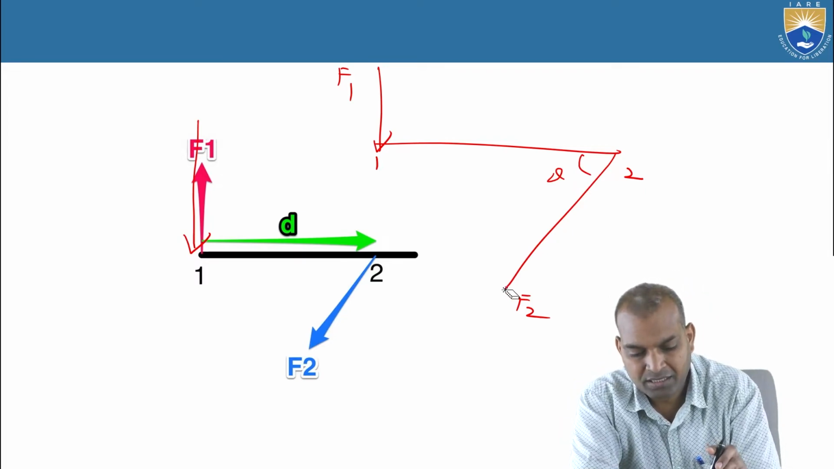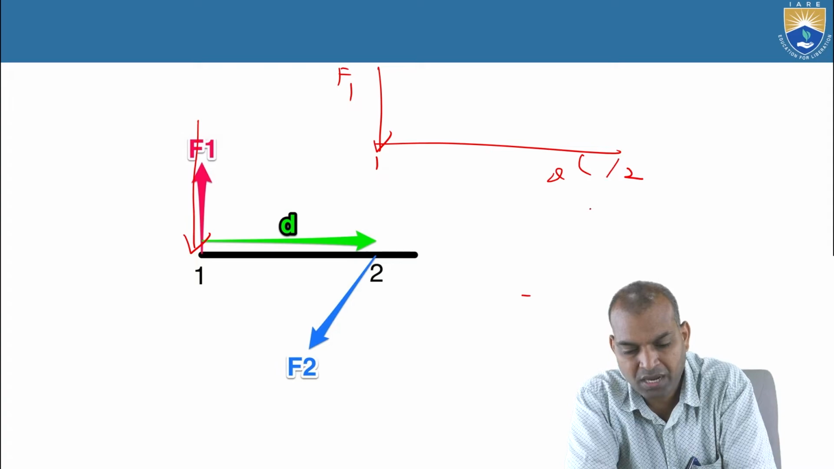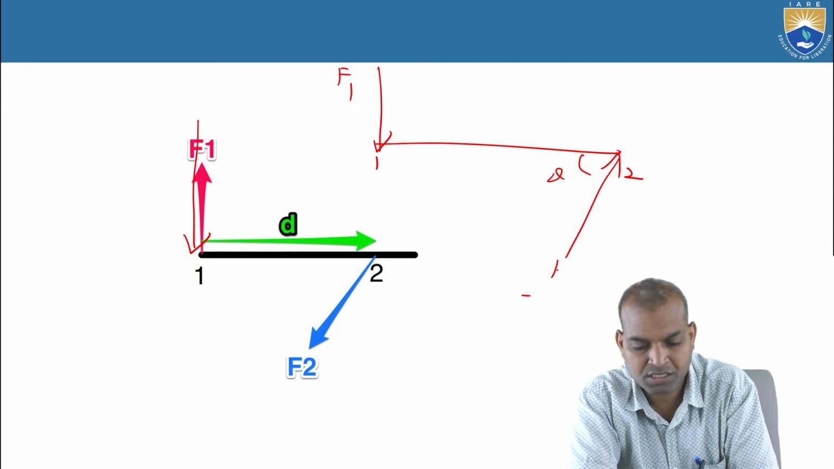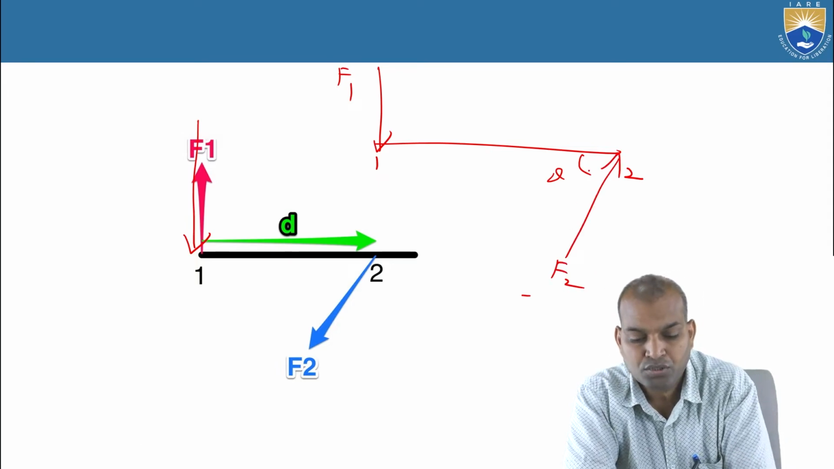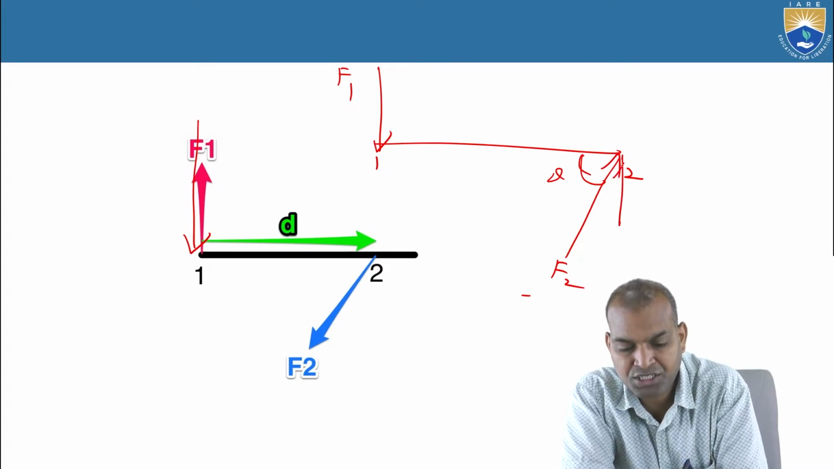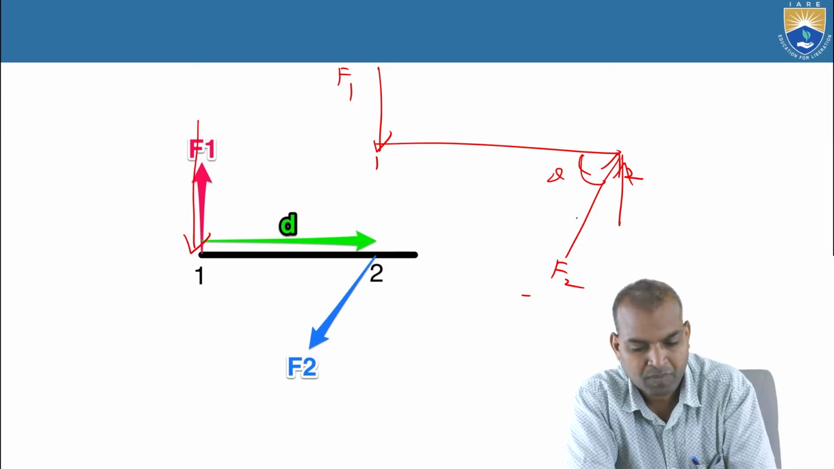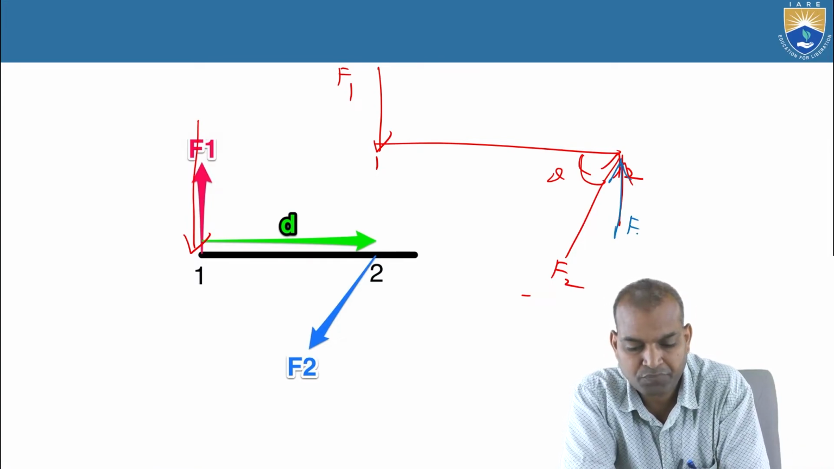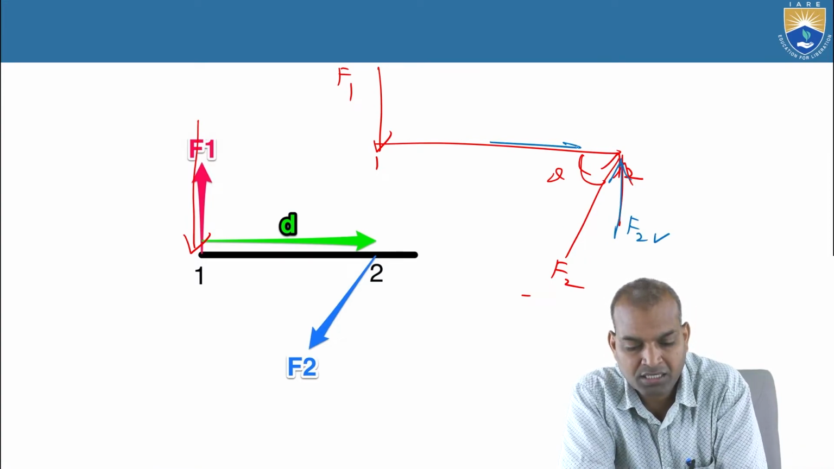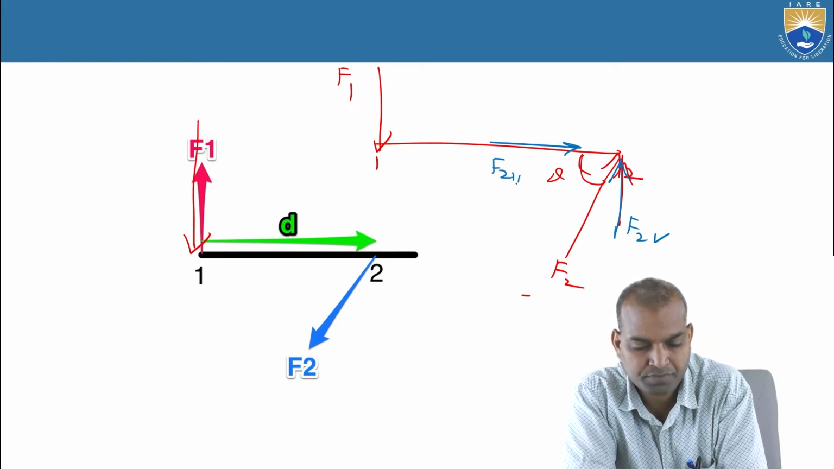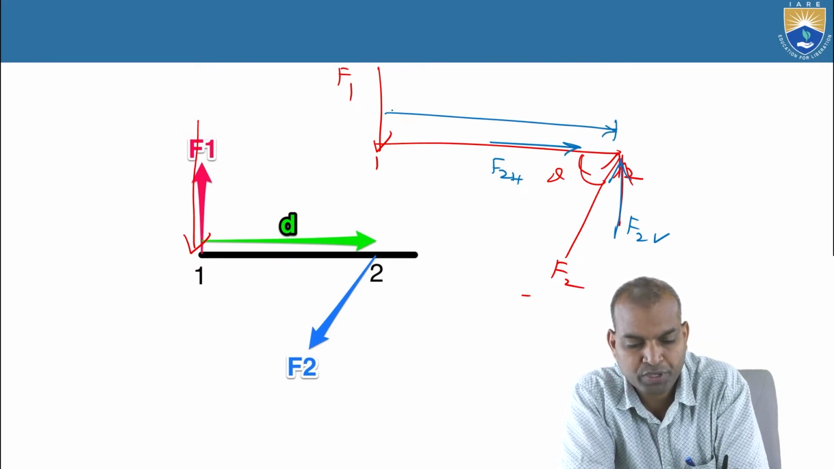Okay, and let us begin. This F2 is in this direction. So it is theta, then the vertical direction becomes F2V, and the horizontal becomes F2H. The distance between the 2 points is D.